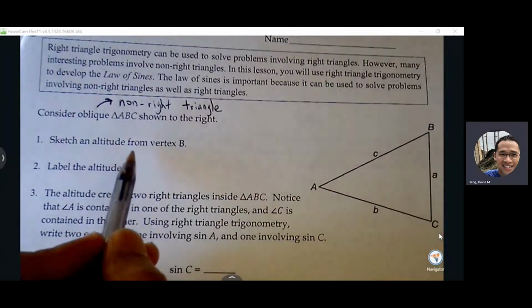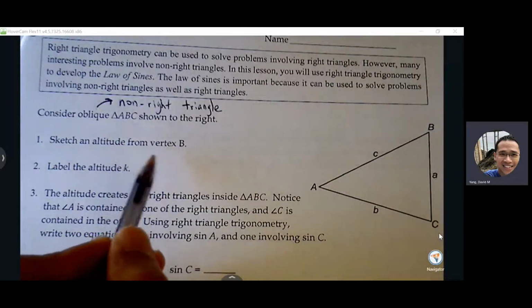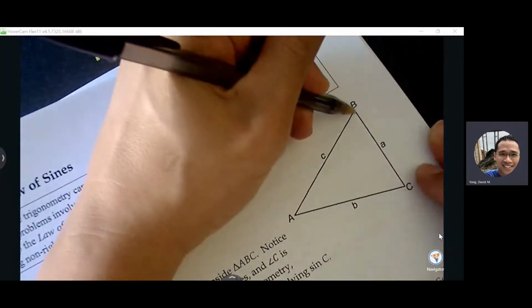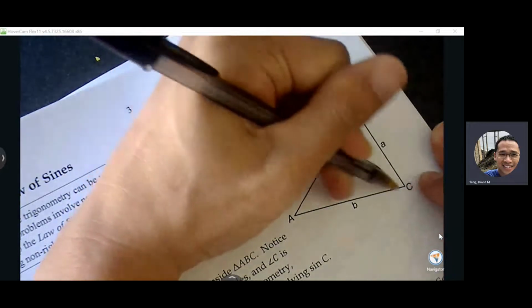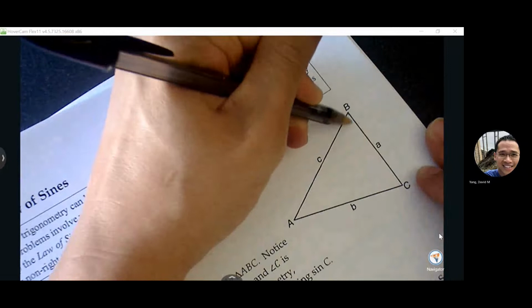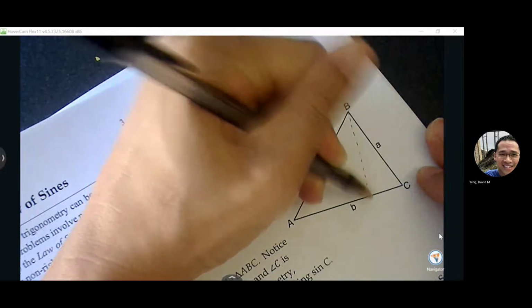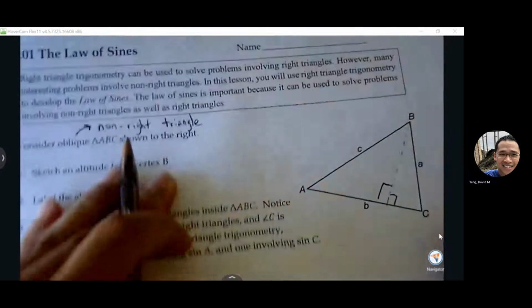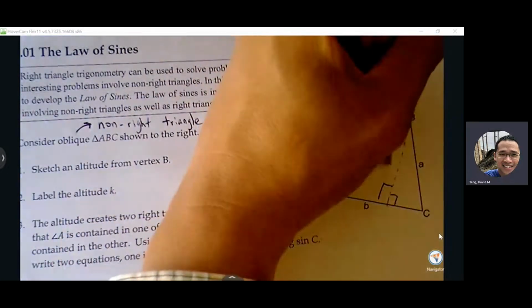Okay, sketch an altitude from vertex B. So from B, you're going to draw a line down so that it will intersect at a 90-degree angle with AC. Call this K.